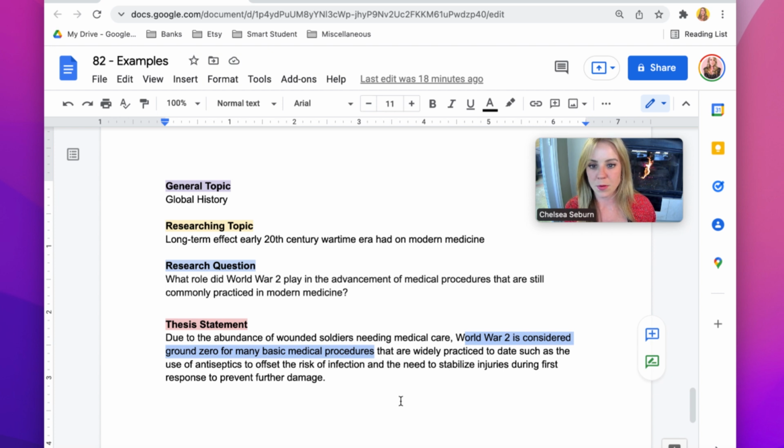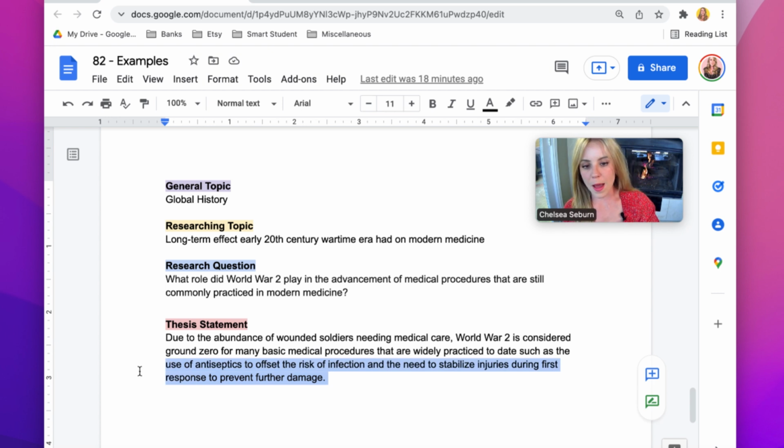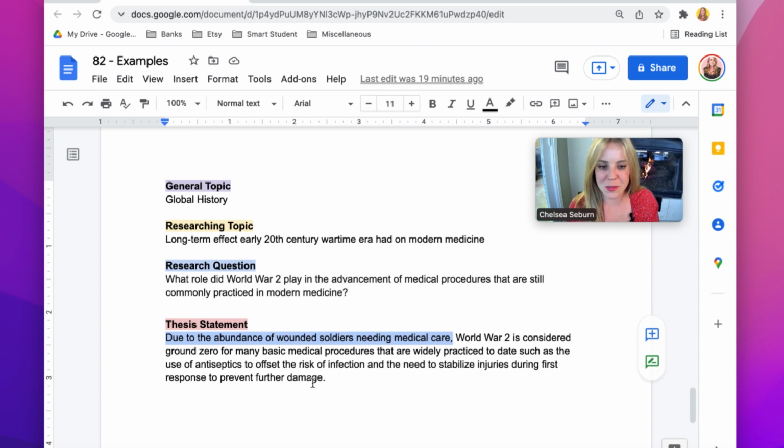All right, when it came to that, what did we learn? We learned that the role specifically was that it introduced these two specific medical procedures that we still use today. And now that must mean the evidence started our thesis statement this time, so let's read it. Due to the abundance of wounded soldiers needing medical care. Does that support our claim? Absolutely. This is the reason those two medical procedures came into fruition. So there we have it. We have our three components, an effective thesis statement.